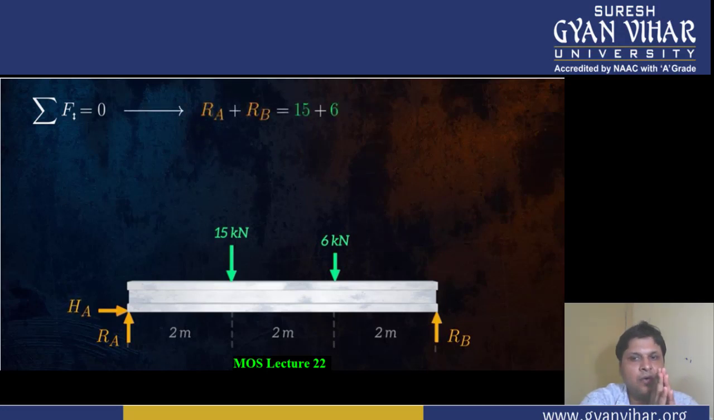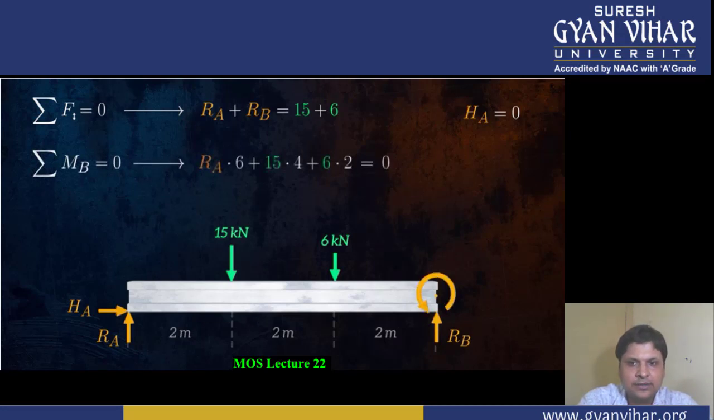But HA is the only horizontal force. It must be equal to 0. We also know that the sum of the moments about any point along our beam must be 0. Let's consider the moment about point P. That gives us this equation which we can solve to determine that RA is equal to 12. By substituting this RA, RB is equal to 9.